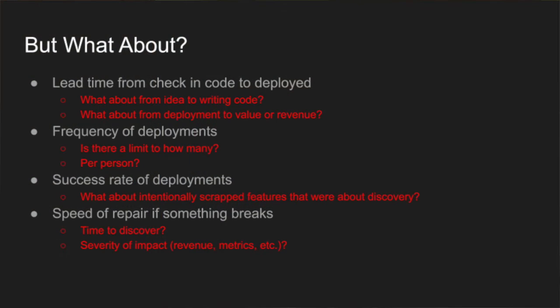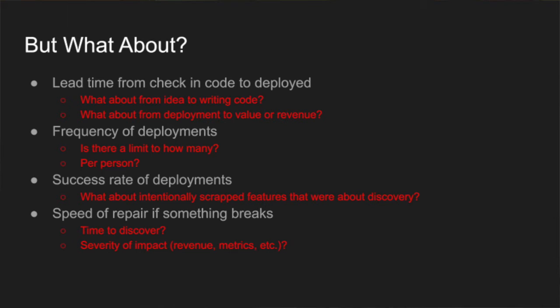As powerful as these metrics are, they leave me asking for more. On the lead time metric, what about the whole part of the process that's from idea to starting to write code? Often this is called the fuzzy front end, and it can take up 50, 75% of the entire overall holistic cycle time. What about from deployment to value or to revenue? So you've deployed the code, but does that actually drive revenue? What if you take multiple changes to get to the revenue or to get to the value being created?